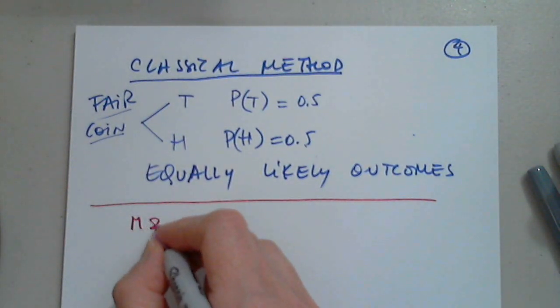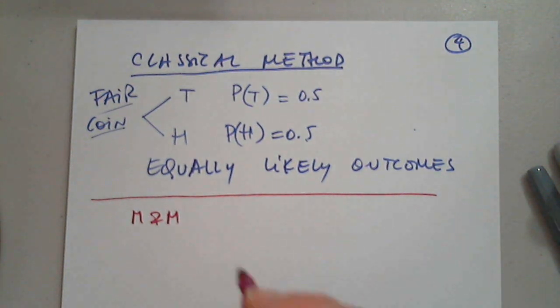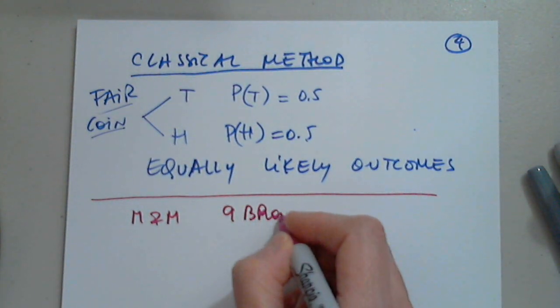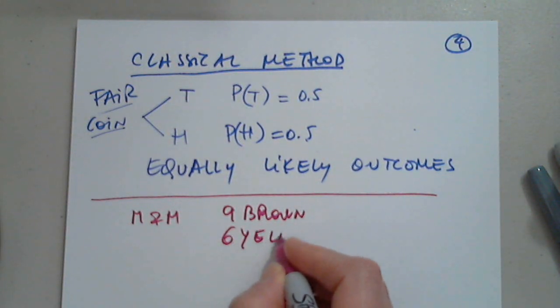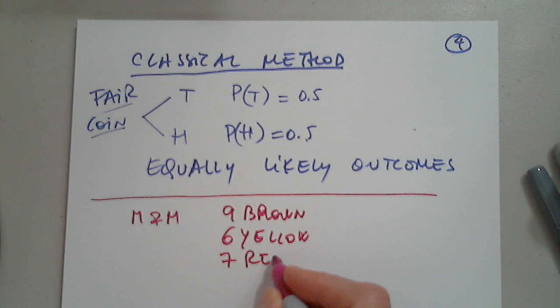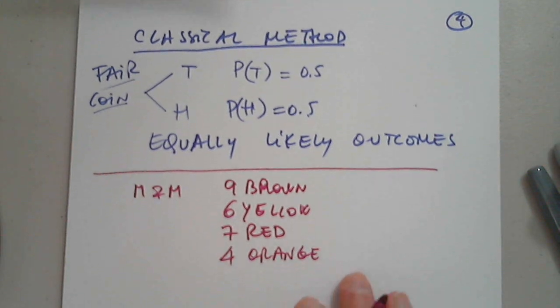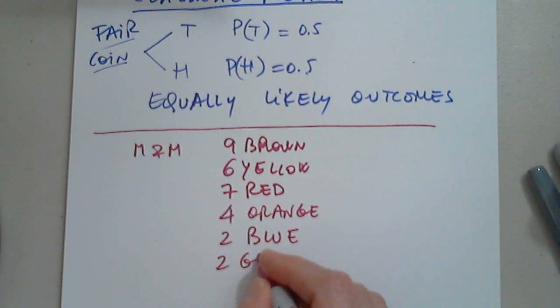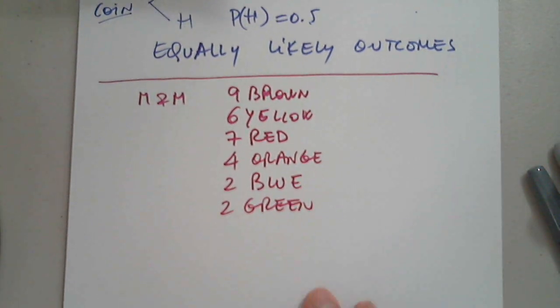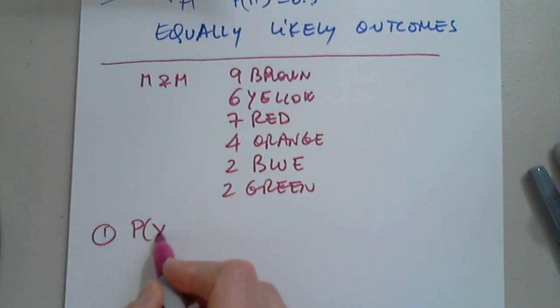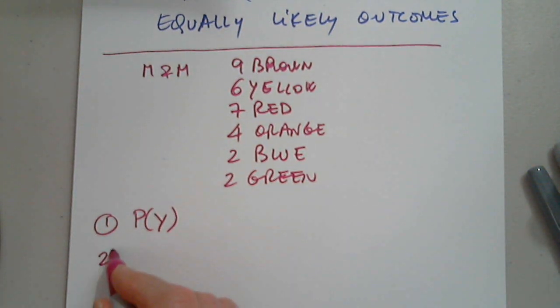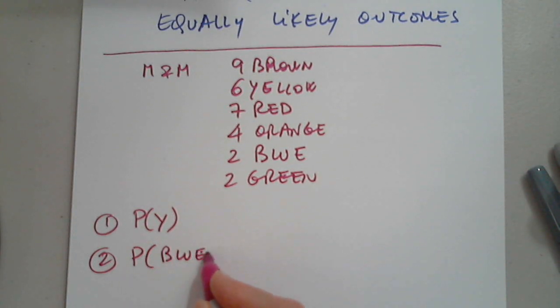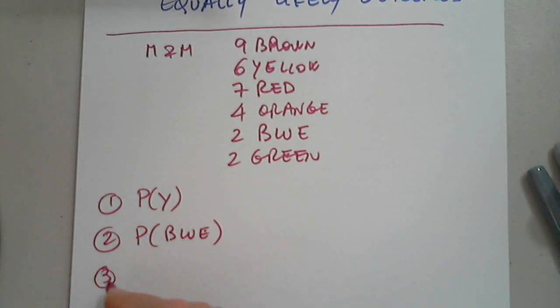Let's say we have a bag of M&Ms, and we have 9 brown, 6 yellow, 7 red, 4 orange. What else is there? 2 blue. I don't know, 2 green. And we want to determine, number 1, the probability for a yellow. Number 2, the probability for a blue. And let's think about these two probabilities, and compare.